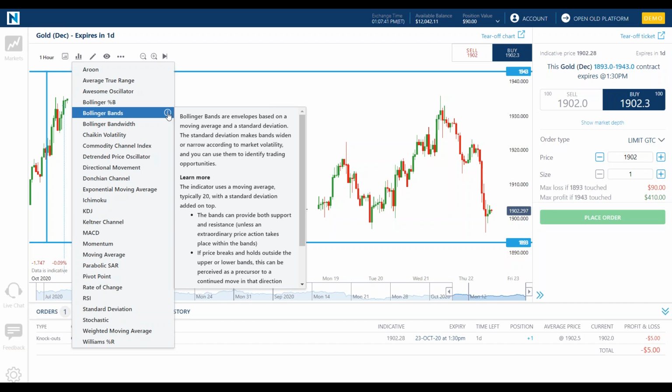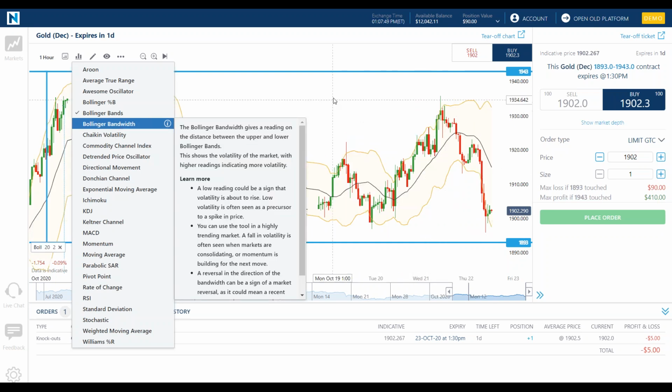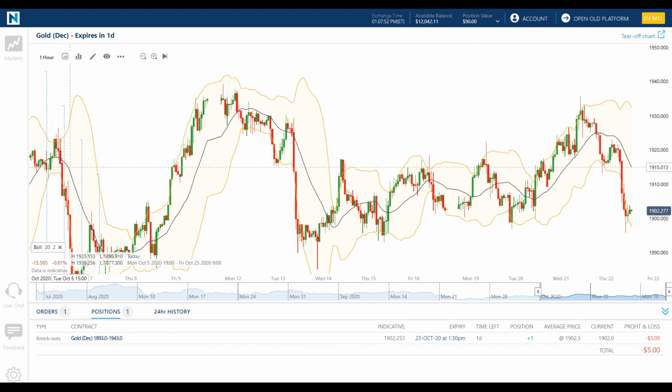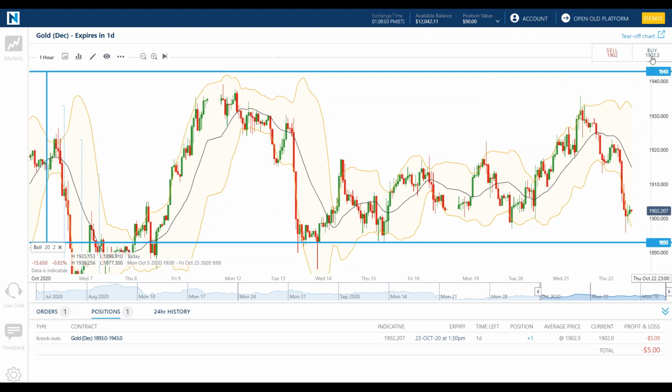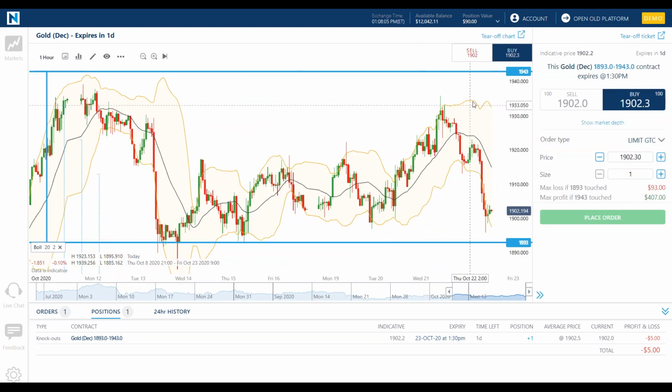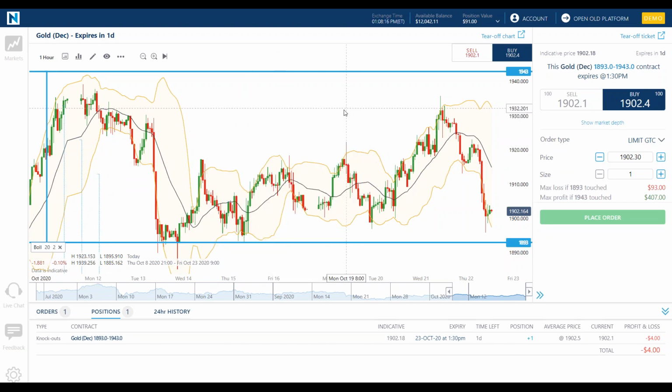So for instance, if I wanted to put Bollinger Bands on, that just seems to be what I'm on right now, I can click Bollinger Bands and it will populate that. I want to make sure I'm on the same knockout. It put Bollinger Bands on here. And if I want to edit the parameters of my Bollinger Bands or how they're displayed, I just click on this down here. And I can change how it's displayed. And there it is on the chart.